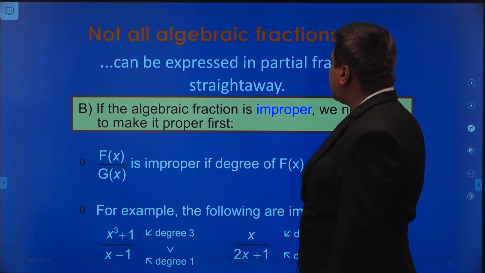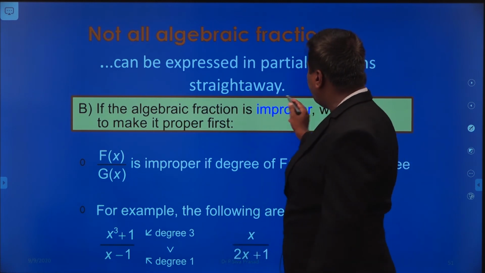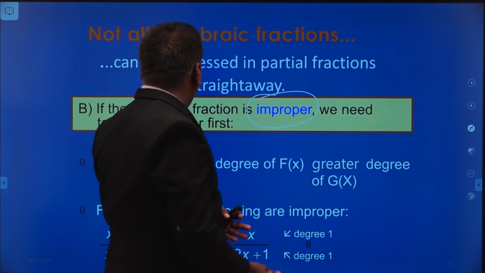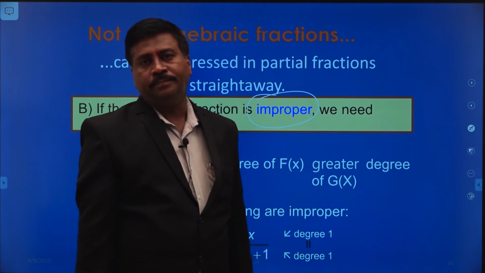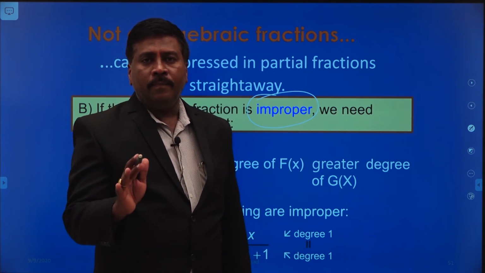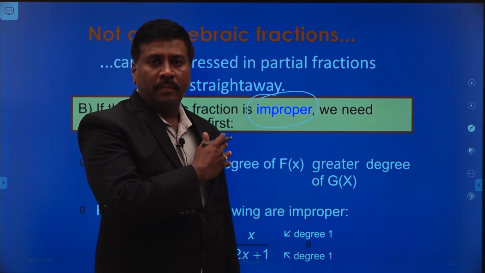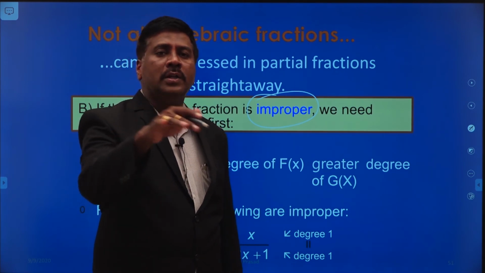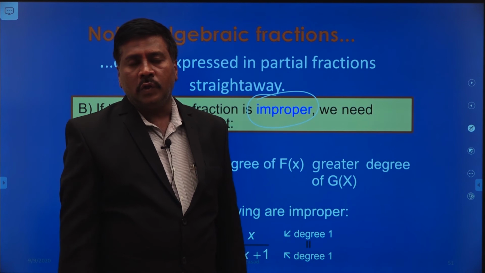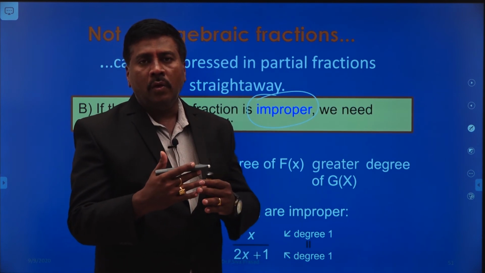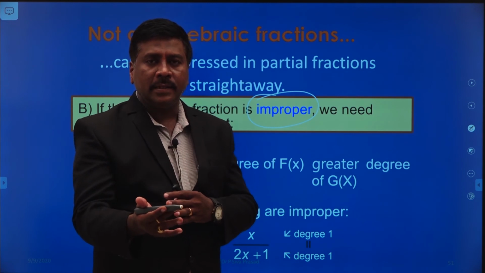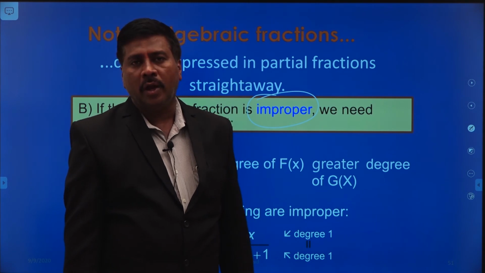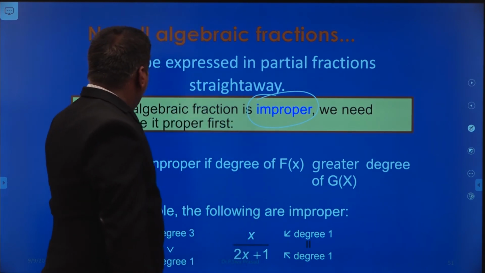If the algebraic fraction is improper, this is a very important concept also. If the algebraic fractions are improper, we need to make them proper fractions. In type 1, such a problem is given. Suppose the problem is improper, then how do we resolve the partial fractions? To avoid that ambiguity, first of all you have to make the improper fraction a proper fraction, by using the synthetic method.